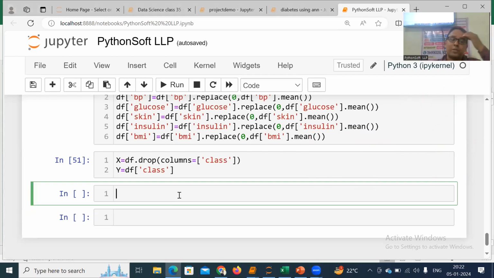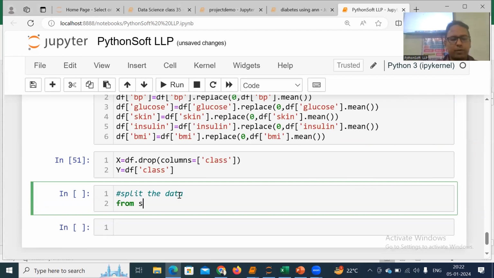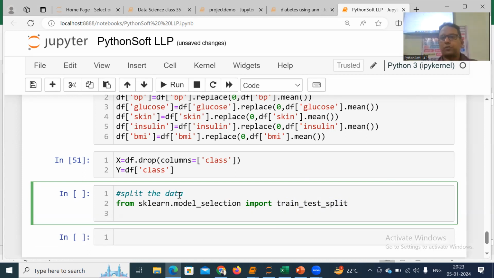So for that reason, we use a concept called what? We have to split the data. How can I split it here? For that, I'm using, from sklearn.model_selection, import train_test_split. What I have asked is that I want to divide the data into 80% and 20%. 80% will be for training, 20% will be for testing.